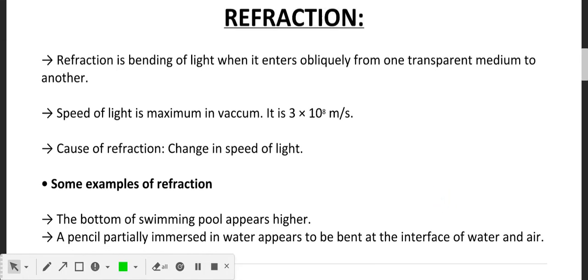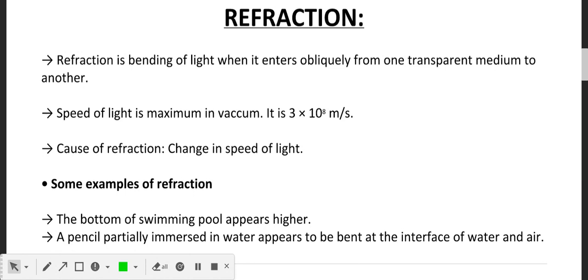Good morning, everyone. Today we are going to start the next part of the chapter, Light, of class 10th. The next part we call refraction. As I've told you in the first lecture of this chapter, in the beginning only, there are two processes that light performs. One is refraction and the other one is reflection. Reflection we have already done. Now it's time for refraction.